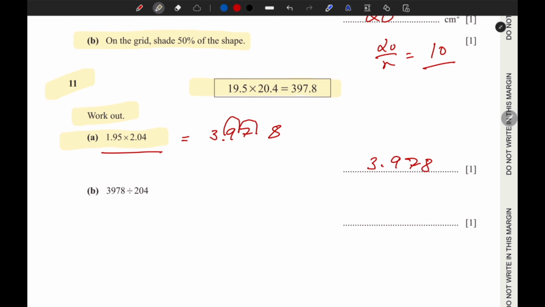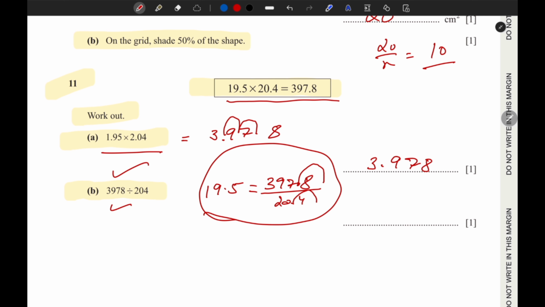Okay, now the question is 397.8 divided by 20.4. Okay, so see, if we rearrange this, 19.5 will be equal to 397.8 divided by 20.4. Now compare it with this. If we move 1 decimal towards right and 1 decimal towards right from here, basically this thing is the same as this thing. So the answer will be 19.5 only.